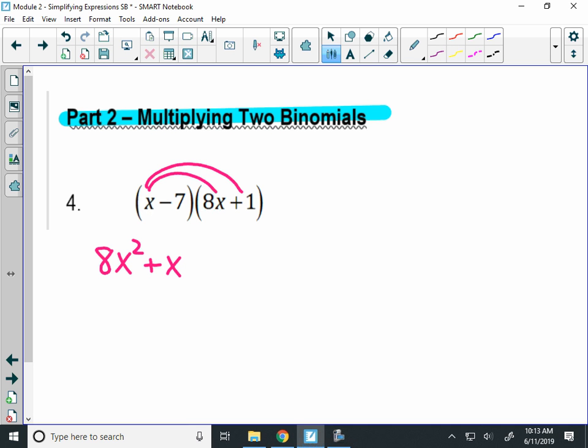Okay, other people call this the FOIL method. I just don't like to say FOIL. I like to call it double distribute. And I'll multiply -7 times both terms in the other parentheses. -7 times 8x is -56x, and -7 times 1 is -7.